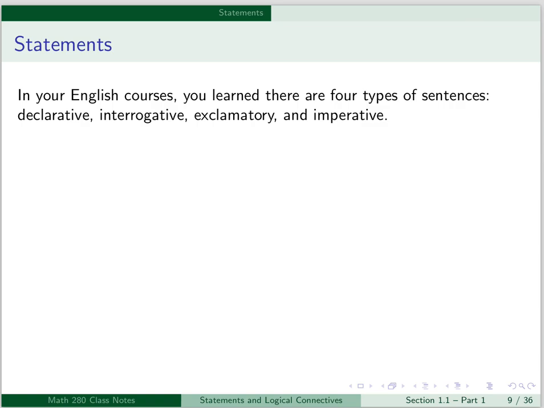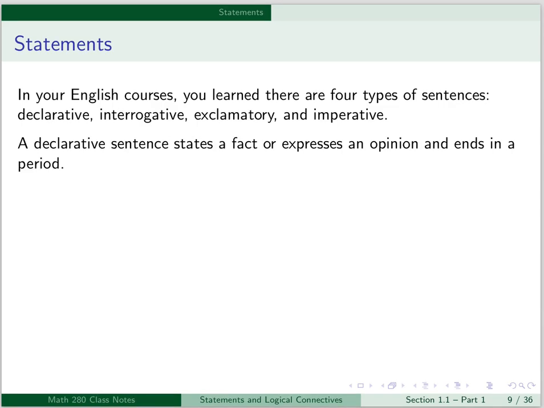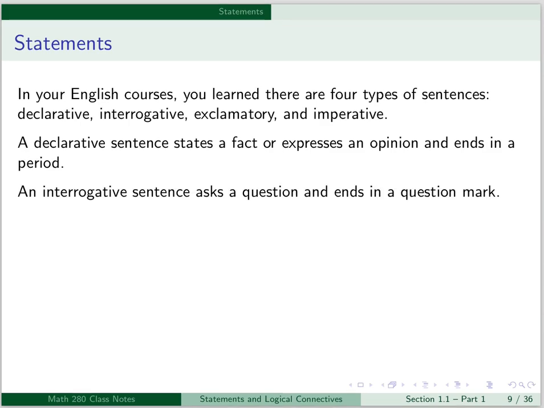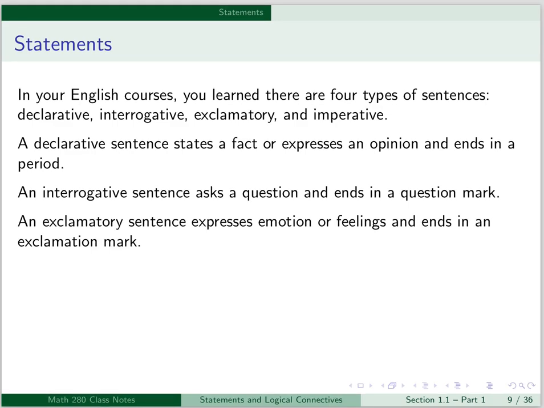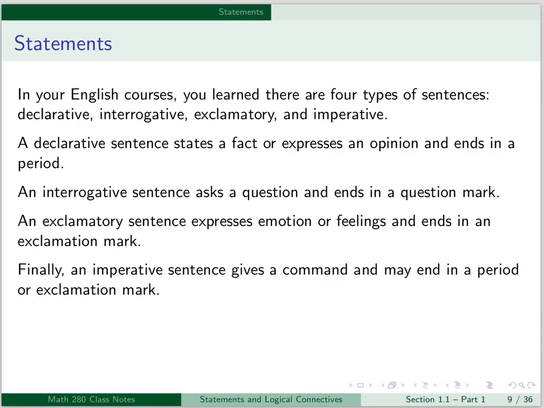In your English courses, you learn there are four types of sentences: declarative, interrogative, exclamatory, and imperative. A declarative sentence states a fact or expresses an opinion and ends in a period. An interrogative sentence asks a question and ends in a question mark. An exclamatory sentence expresses emotion or feelings and ends in an exclamation mark. Finally, an imperative sentence gives a command and may end in a period or exclamation mark.